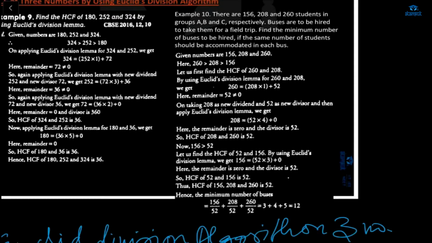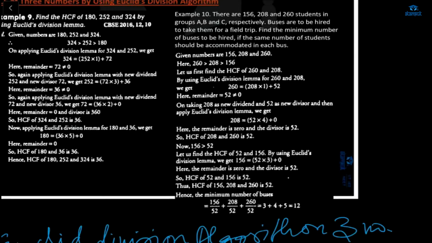Now, three groups are there, and how many students are in each group is also given. What you have to do is find the minimum number of buses you need to hire to accommodate all the students, and you have to take care that each bus has an equal number of students. Fine so far. Now I want you to apply Euclid's division algorithm on 156, 208, and 260.